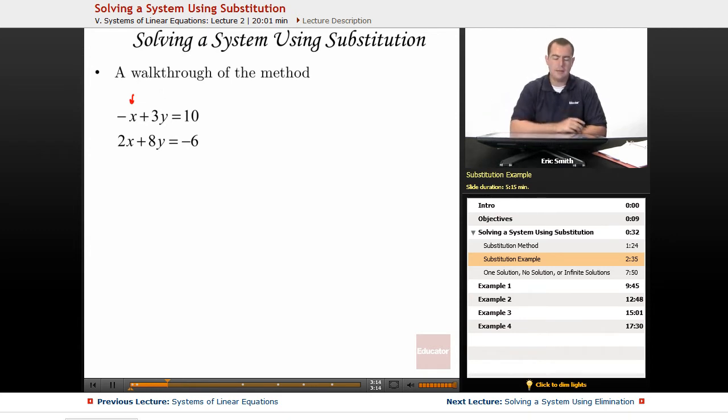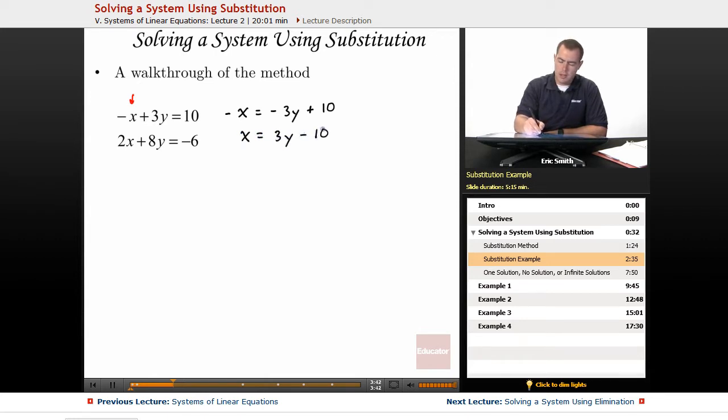I'm going to choose x in the first equation. It looks like it'll be one of the easier ones to get all by itself. So I'll solve for x, moving everything to the other side. I'm subtracting 3y on both sides. Now it's almost all by itself, but I'll have to multiply by negative 1 to continue. Multiplying through by negative 1, I end up with x equals 3y minus 10.